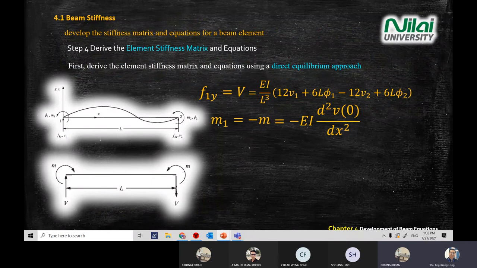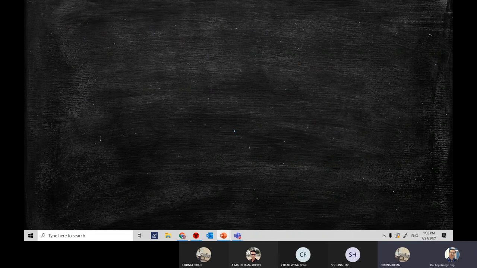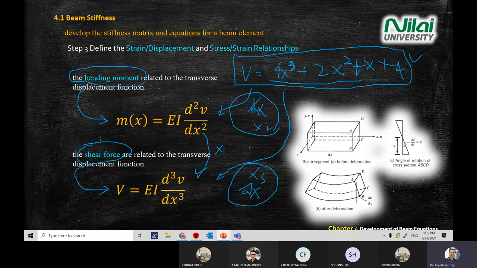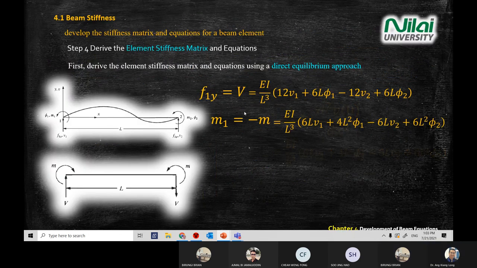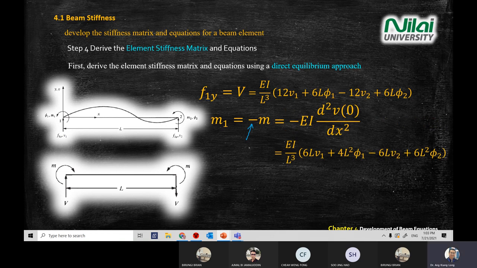You repeat the same for M1. M1 equals negative, I already explained why negative, equals this equation. In the previous slide, I already explained that M, the bending moment, equals EI times the double differentiation of your transverse or vertical displacement. So you do the same. Put in zero, you'll get this equation. This is also your homework. Go and study these slides.